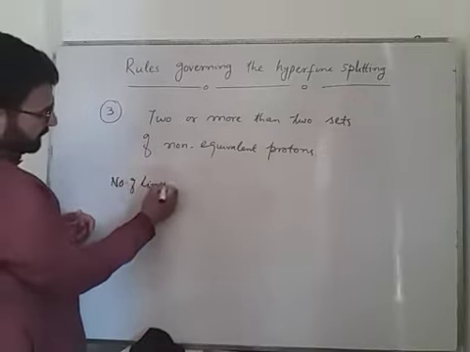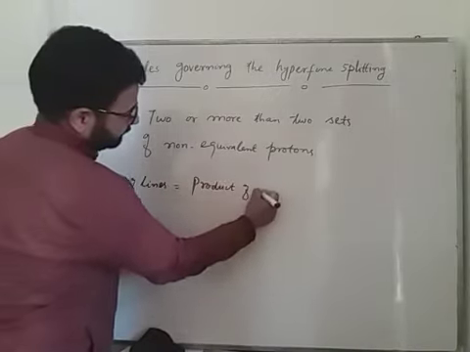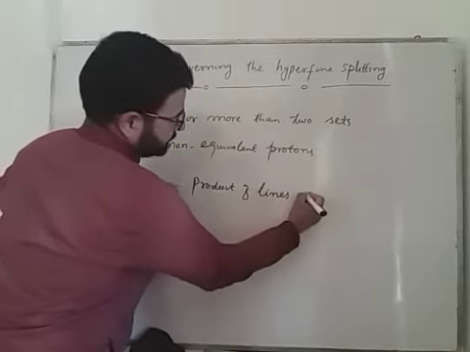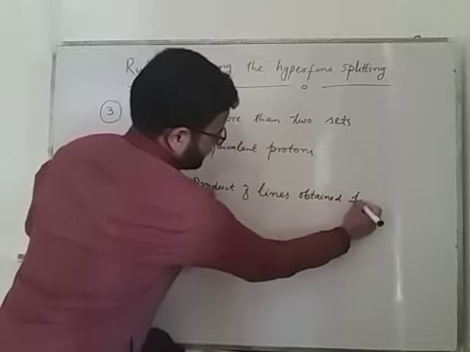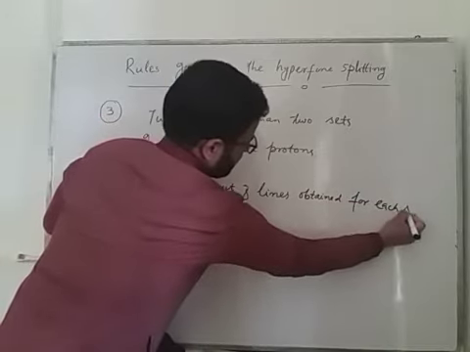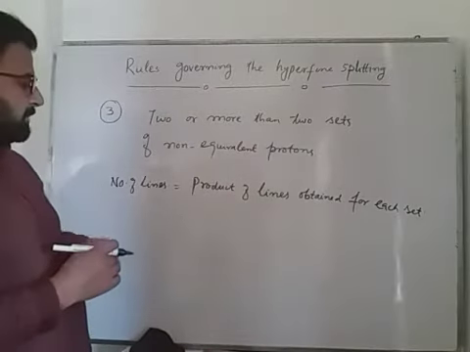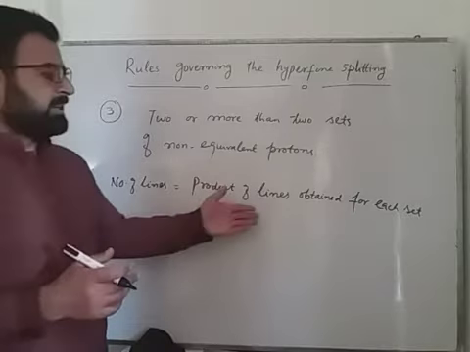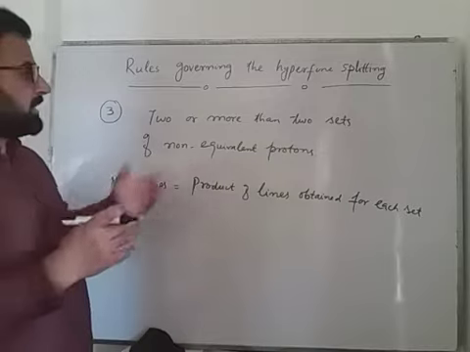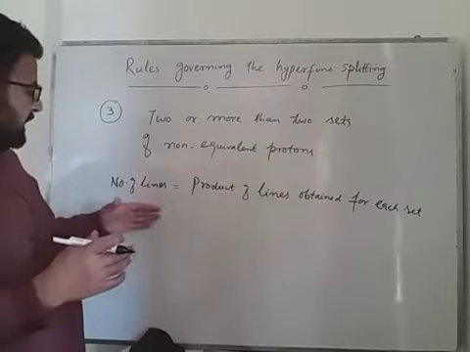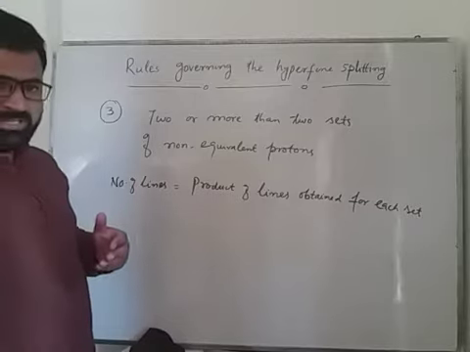the number of lines will be equal to the product of lines obtained for each set. The total number of lines in this system will be the product of lines obtained for each set, because there will be two or more than two sets of non-equivalent protons. So the total number of lines will be the product of the lines obtained for each set.